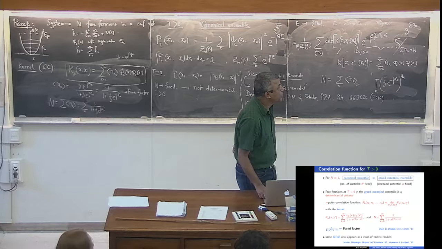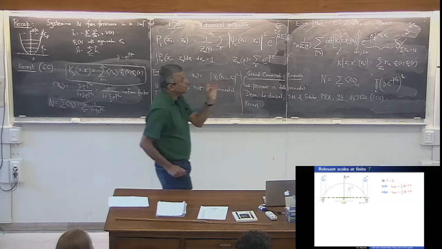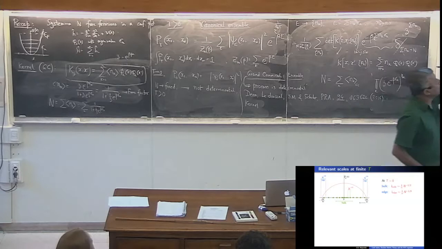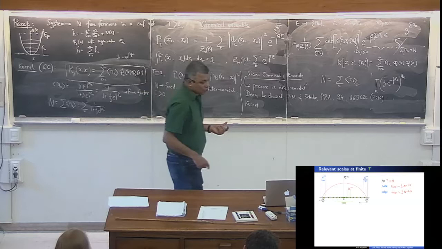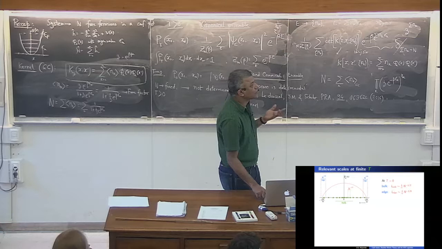Now we have seen that at zero temperature we have these scales. There's an interparticle distance, which is 1 over square root of N, and then the interparticle distance at the edge, which is N to the power minus 1/6. Now you ask, at finite temperature, what are the relevant energy scales?